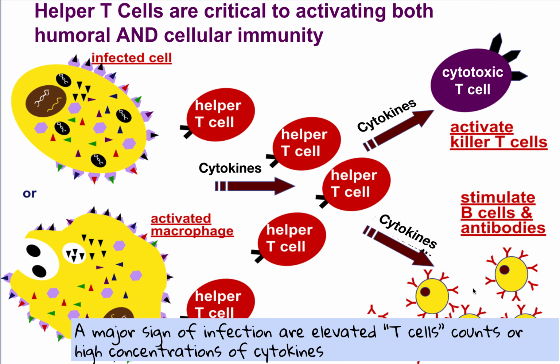And generally speaking, a major sign of infection is elevated T cell counts, because you have a lot of T cells in your blood. If you're trying to attack something, you're going to make a ton of T cells to attack an active virus or active bacteria in your body. And you'll also see high concentrations of cytokines because all of those white blood cells are signaling to each other to attack.